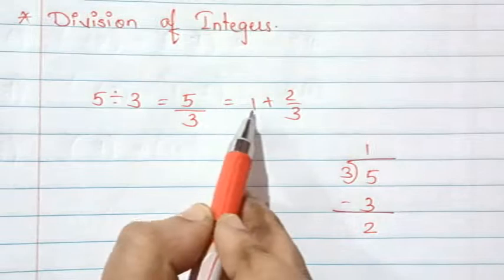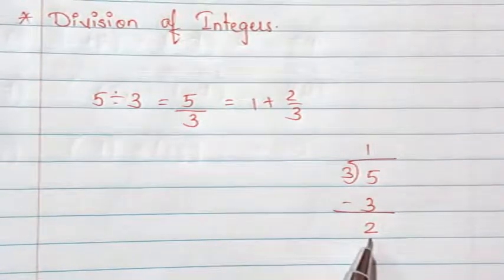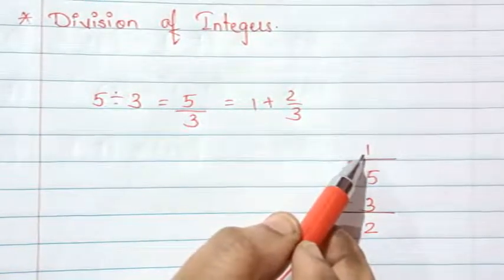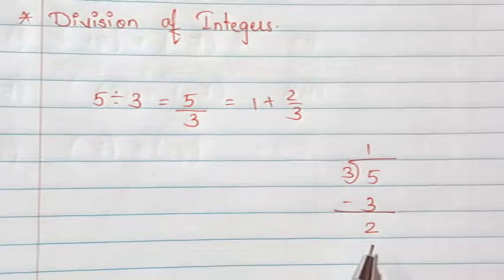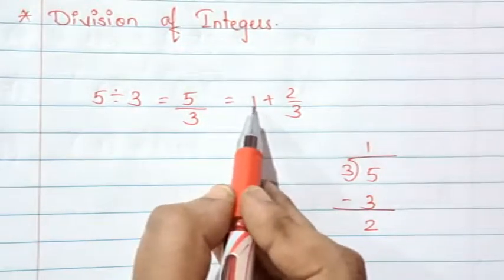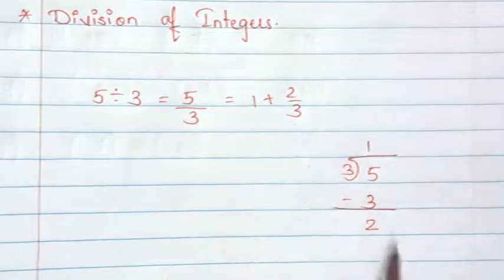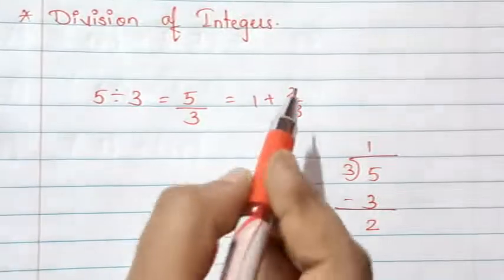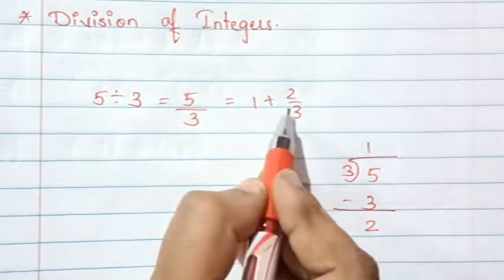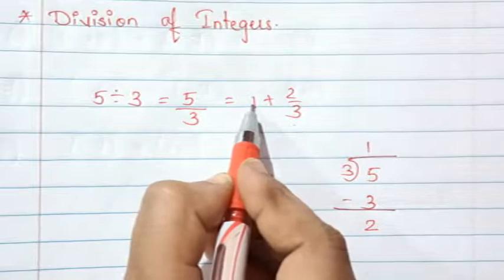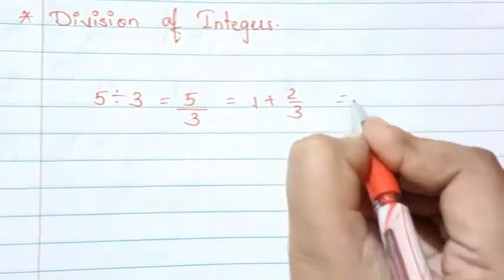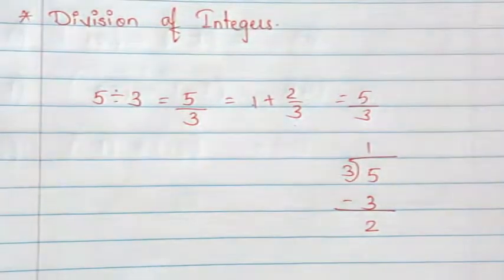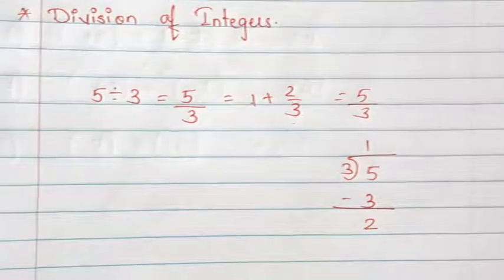How did you get the mixed fraction? What is 1? Here the remainder is not 0, so you can't write only the quotient directly. Since there is a number in the remainder, you have written 1 as the quotient, that is the main answer, plus 2 upon 3. Why 2 upon 3? Because 2 is the remainder and 3 is the divisor. And how do you convert a mixed fraction back? 3 ones are 3, 3 plus 2 is 5, so that is equal to 5 upon 3, like this only. Is that clear? So have you all got this answer?